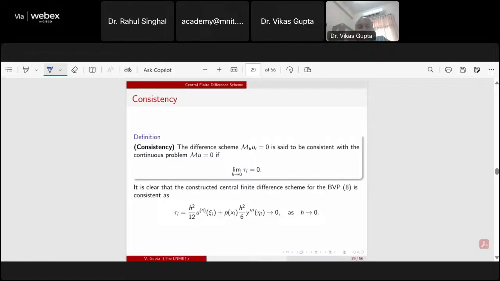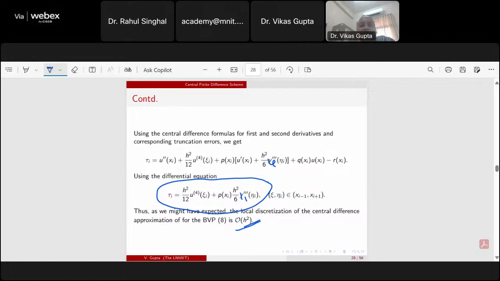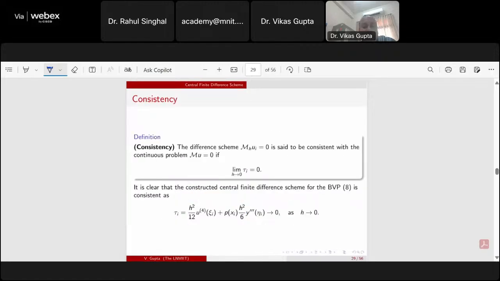So here, for the constructed central finite difference scheme, we find that the truncation error term is this, and one can easily notice that the truncation error term approaches 0 as h approaches 0. So what does it mean? It means that the constructed central finite difference scheme is consistent with the given differential equation which defines the boundary value problem.